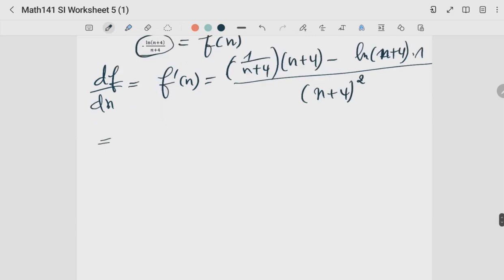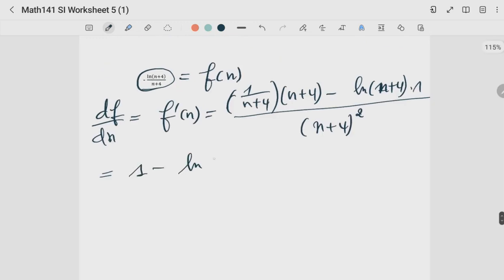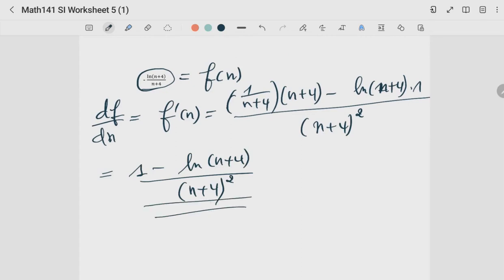That is just equal to what? As we simplify, 1 minus ln of n plus 4 all over n plus 4 squared. And as we can see, this is also decreasing. Well, rather it's less than 0 as n increases. That means that, once again, this sequence as well is strictly decreasing.